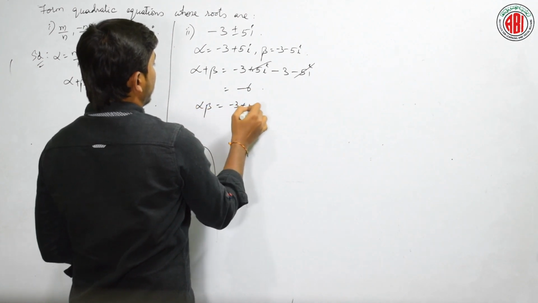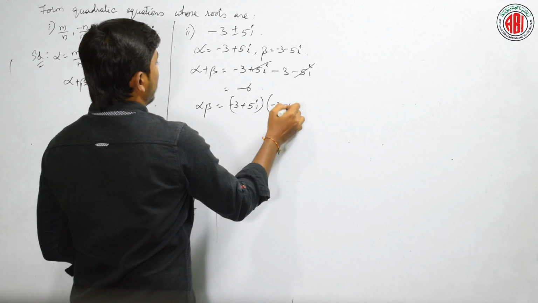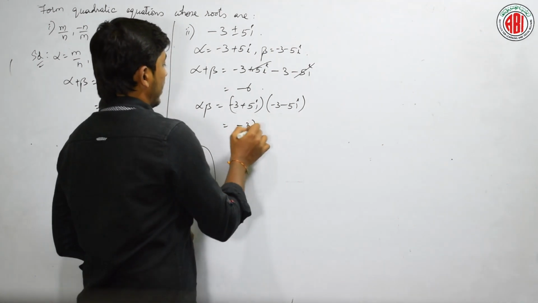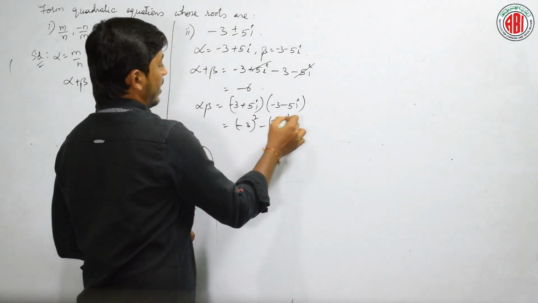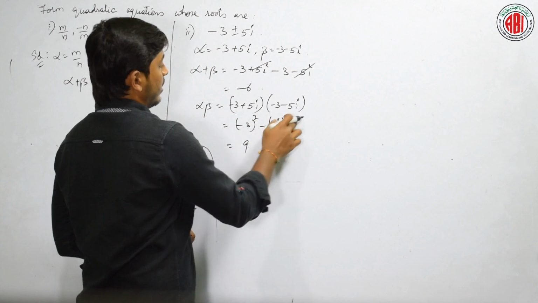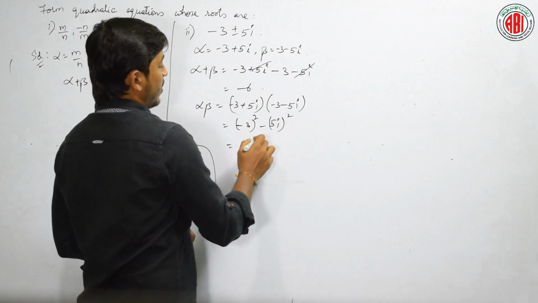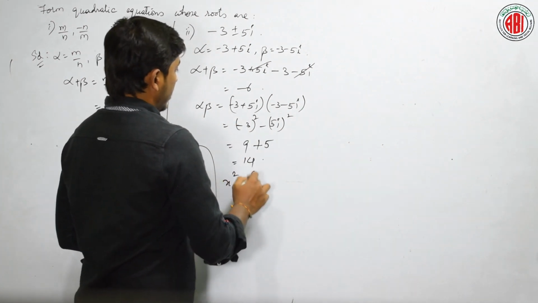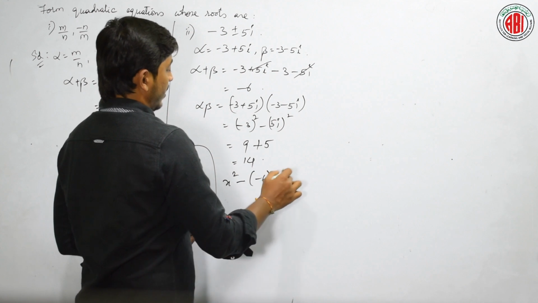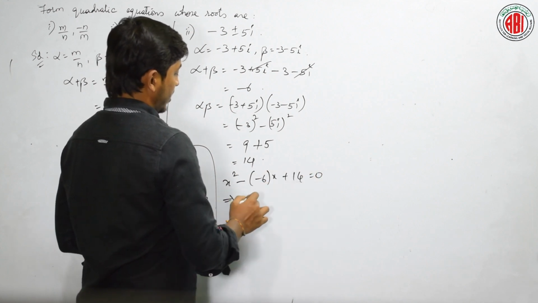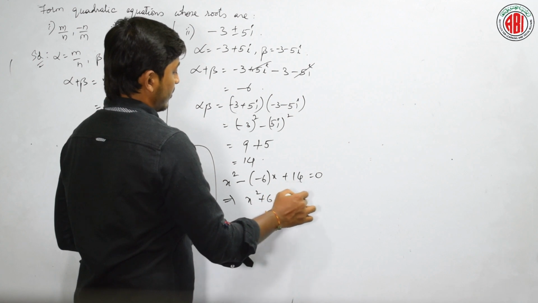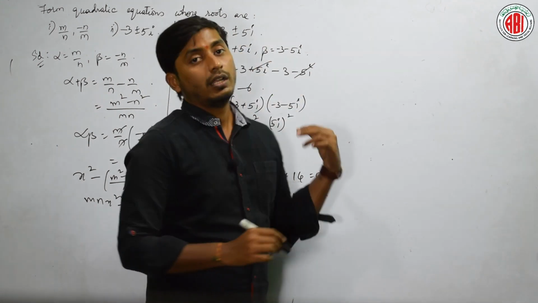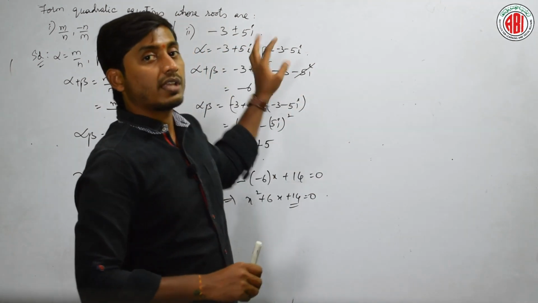Alpha beta, minus 3 plus 5i, minus 3 minus 5i. A plus b, a minus b. That is a square minus b square. Minus 3 whole square is 9. i square is minus 1, which is plus 5, which is 9 plus 5 is 14. So, the equation is x square minus alpha plus beta into x plus alpha beta equal to 0. Therefore, the equation is x square plus 6x plus 14 is equal to 0. Clear? Did you understand? This is how we find equation when complex roots are given.